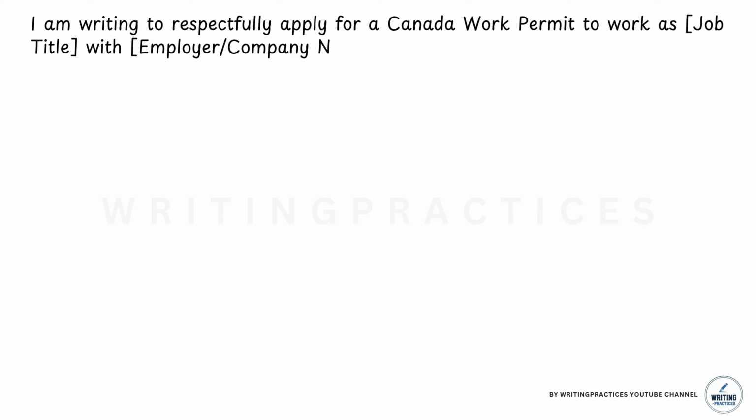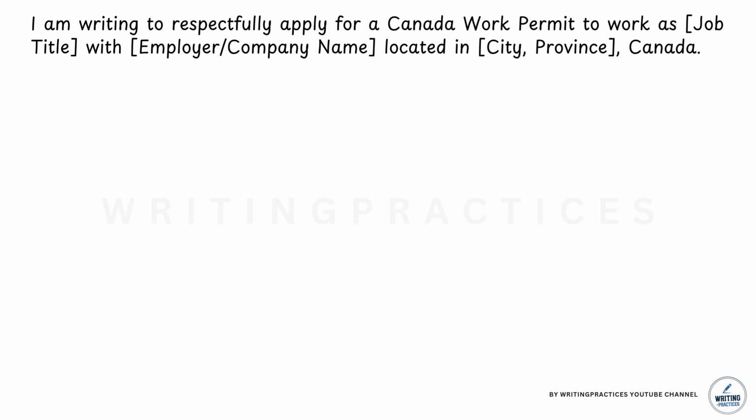Paragraph 1. Work Permit Request. Start by explaining the purpose of your application. For example, I am writing to respectfully apply for a Canada Work Permit to work as a software engineer with Northern Tech Solutions located in Toronto, Ontario, Canada. This clearly introduces your request. Mention the exact job title and employer name.